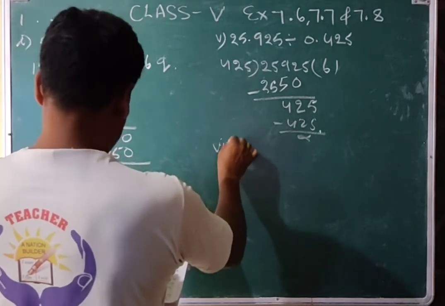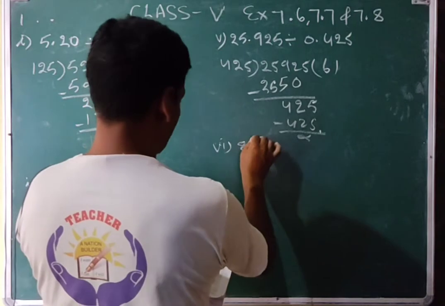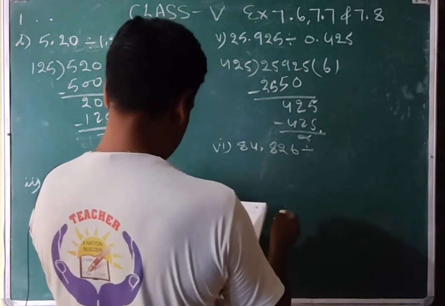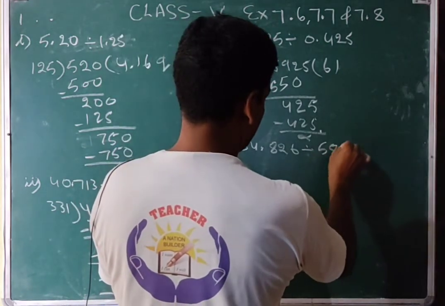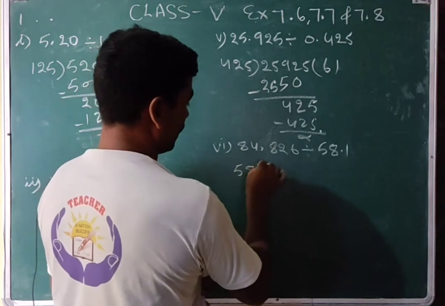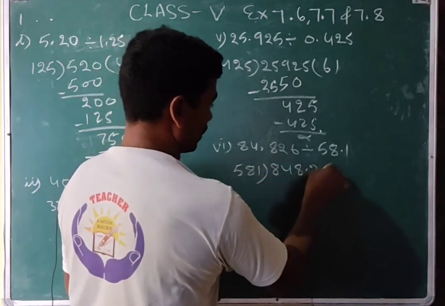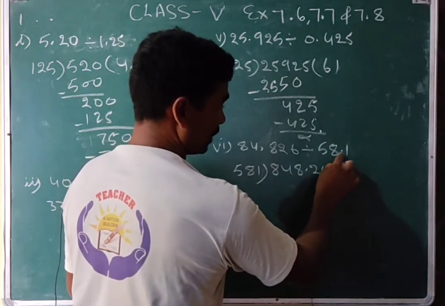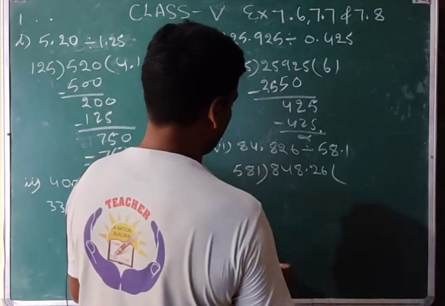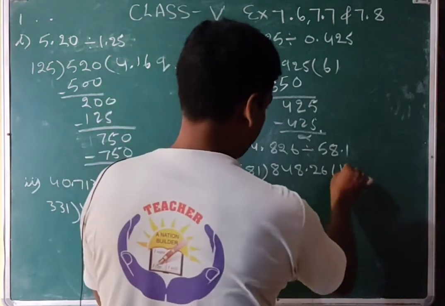And then part number 6 also. See that 581 is given: 84.826 divided by 58.1. So that will be 581 into 848.26. We have replaced this decimal after one digit, so this will be also after one digit. That will go, first time it goes one time.